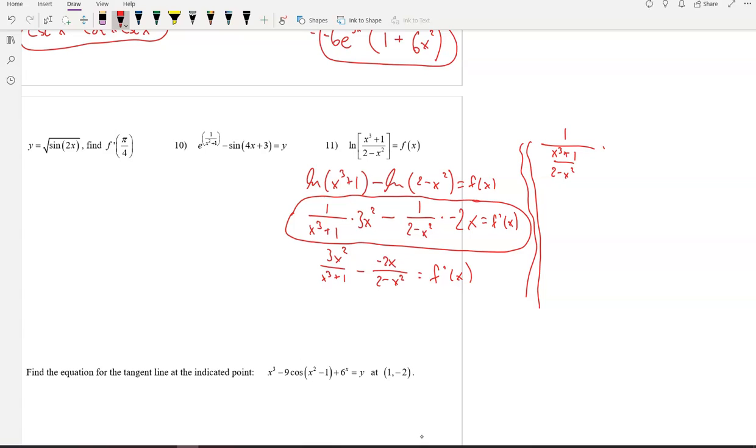So it would be the bottom, 2 minus x squared, times the derivative of the top, so 3x squared plus 1, the derivative of 1, 0, minus the top, x to the third plus 1, times the derivative of the bottom, so it would be negative 2x, all over the bottom squared.